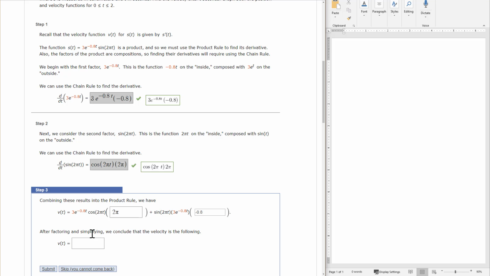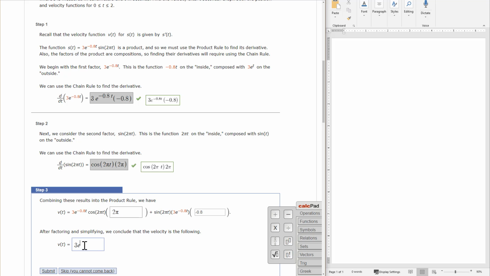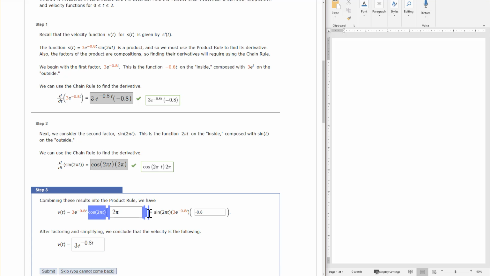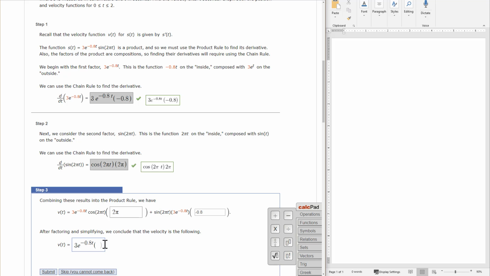And then, after factoring and simplifying, let's see what we can factor out. There's a 3 e to the negative 0.8t. We'll put that out front. And then what we have left after taking the 3 e to that power out is, on the first term, 2 pi times cosine 2 pi t.